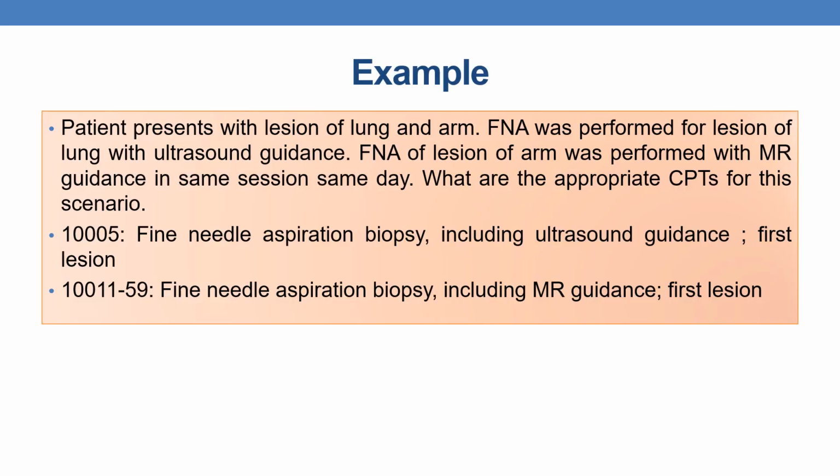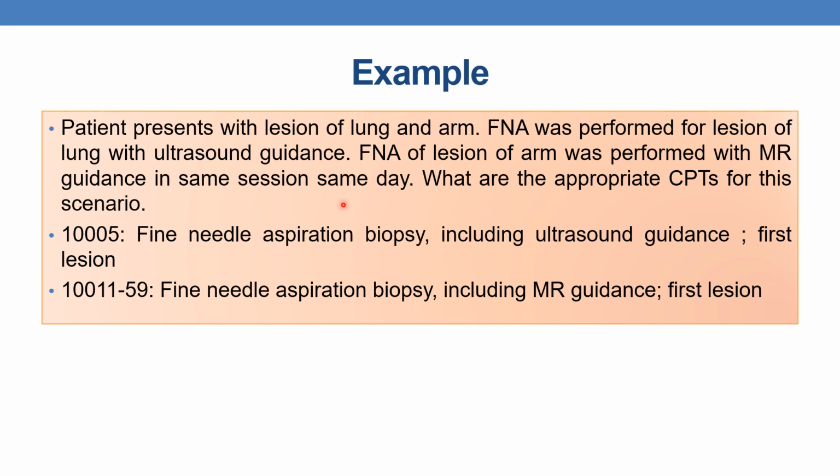Let us see an example. Here, the patient presents with a lesion of the lung and arm. Here, the lesion is on two sides. FNA, fine needle aspiration, was performed for the lesion of the lung with ultrasound guidance, whereas one more FNA of the lesion of the arm was performed with magnetic resonance guidance in the same session, same day. But the lesions and sites are different, and also the guidance. One FNA is performed using ultrasound guidance, and the other FNA is performed using magnetic resonance guidance.